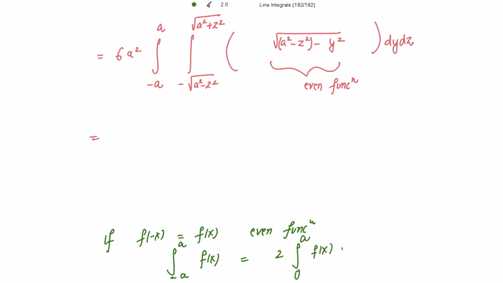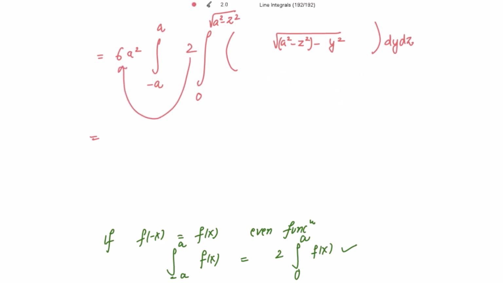So applying this result over here, as this is an even function, the integral becomes twice the integral with limits from 0 to square root of a square minus z square. Multiplying this 2 with 6, I get 12a square. Fine. Alright. Let's evaluate this integral now.